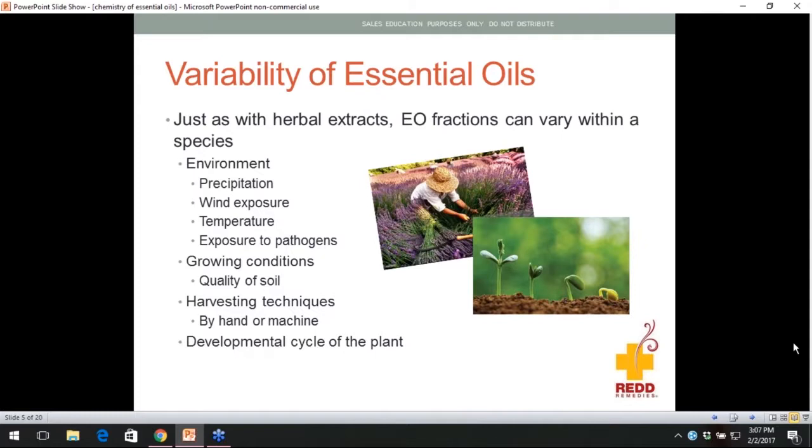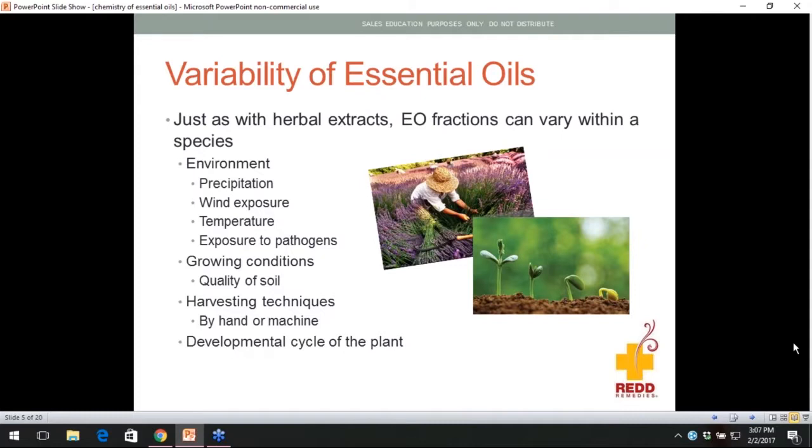So precipitation, wind exposure, exposure to pathogens, temperature, all of those things are going to play a role in the essential oil content. The growing conditions also play a role. The quality of the soil. If the quality of the soil is poor, then the overall composition of the plant is also going to be poor, to include the essential oils.